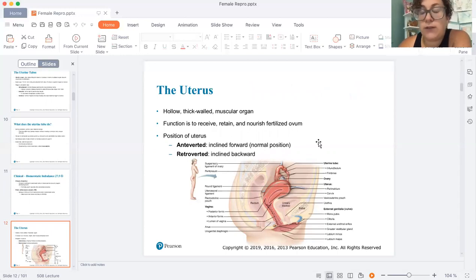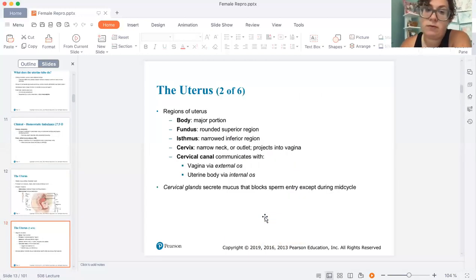So the uterus is a muscular organ. It's meant to contract. It's full of smooth muscle. Its normal position is called anteverted, which means that it's inclined forward, or towards the anterior aspect of the body. Retroverted, which is also very common, means it's inclined backwards. It really just matters when someone's doing a pelvic exam, they're trying to feel for a uterus and it's retroverted. They probably won't feel the uterus unless it's really enlarged.